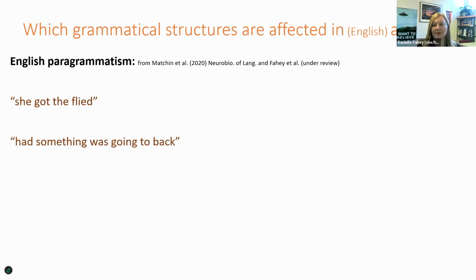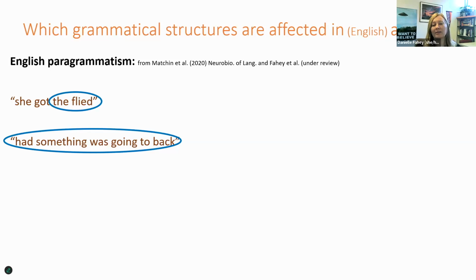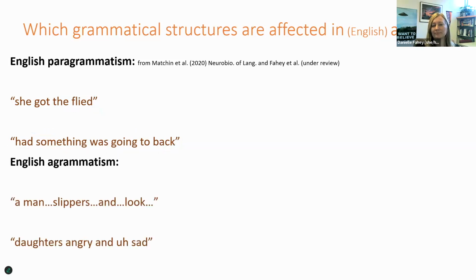So I know everybody likes examples. What does this look like in English? So if we start with paragrammatism in English, we might see some example sentences. These ones actually are pulled from Magin et al., as well as a further work that we're doing in collaboration. And the first example, you can see she got the flied. The word fly is being used as both a noun and a verb in this context. And in the second example, we see what has been termed a sentence monster. And essentially, we have hierarchical structures just kind of being glued together. So it's not necessarily a problem of linearization. There is structure, but there's not really a rhyme or reason to how it's being put together.